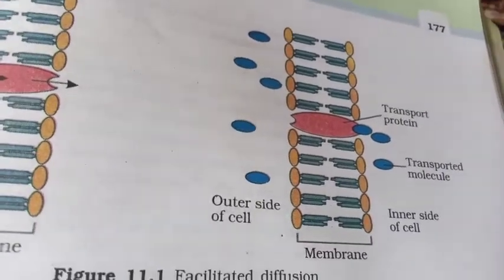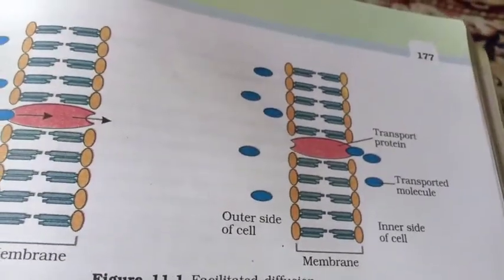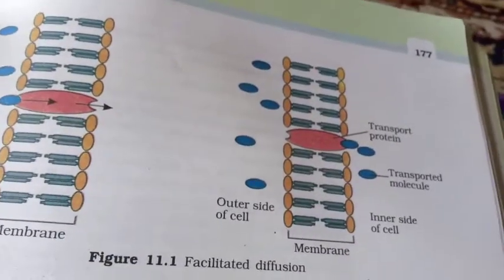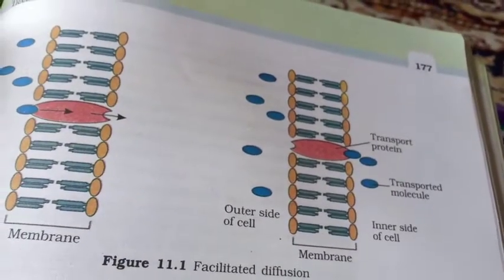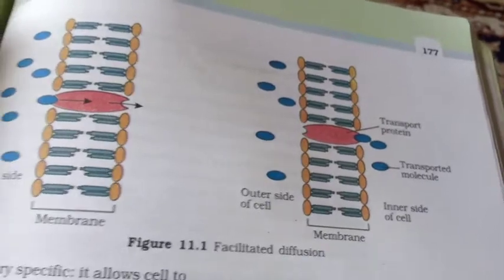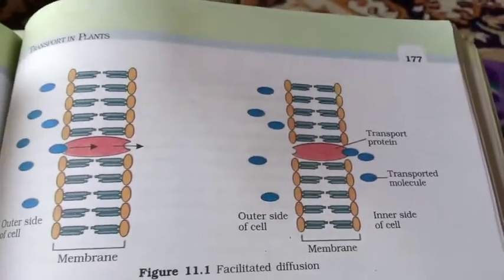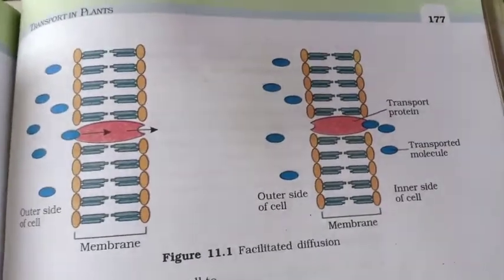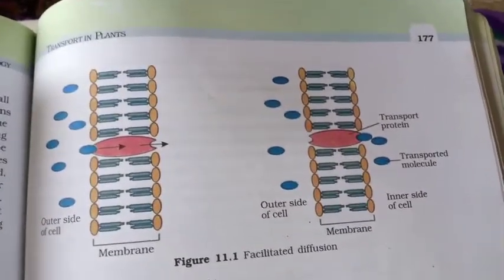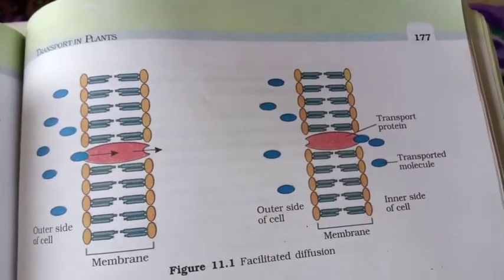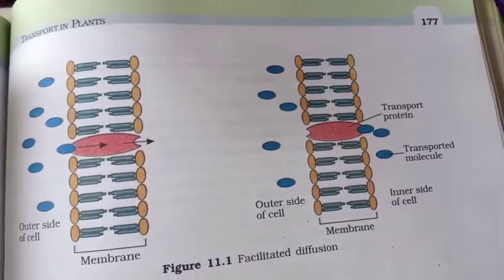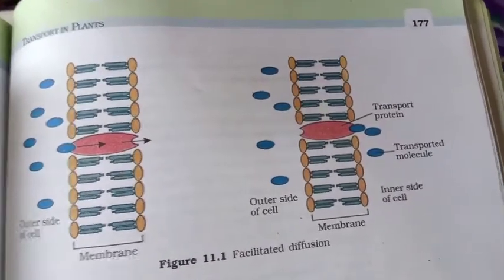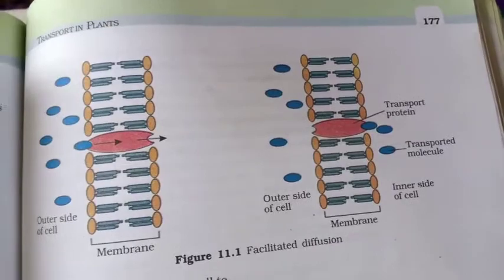From the outer side of the cell, they are carried through the transport proteins to the inner side of the cell, and this is facilitated diffusion, wherein the molecules are facilitated by specific proteins so that they are carried over the cell membrane to reach inside the cell.